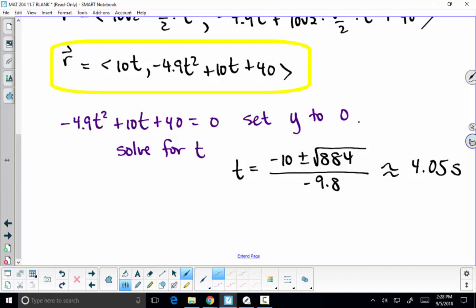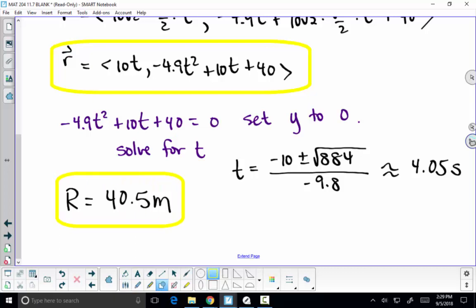So that's 4.05 seconds, and then you plug that in for the t value in the x coordinate, and you're going to get the range. So just times 10? Yeah, times 10, exactly. Good observation. So the range is 10 times that, so 40.5 meters. You realize it was that simple. Once we have the time value, then it's simple. Multiplying by 10, one of our favorite things to do.